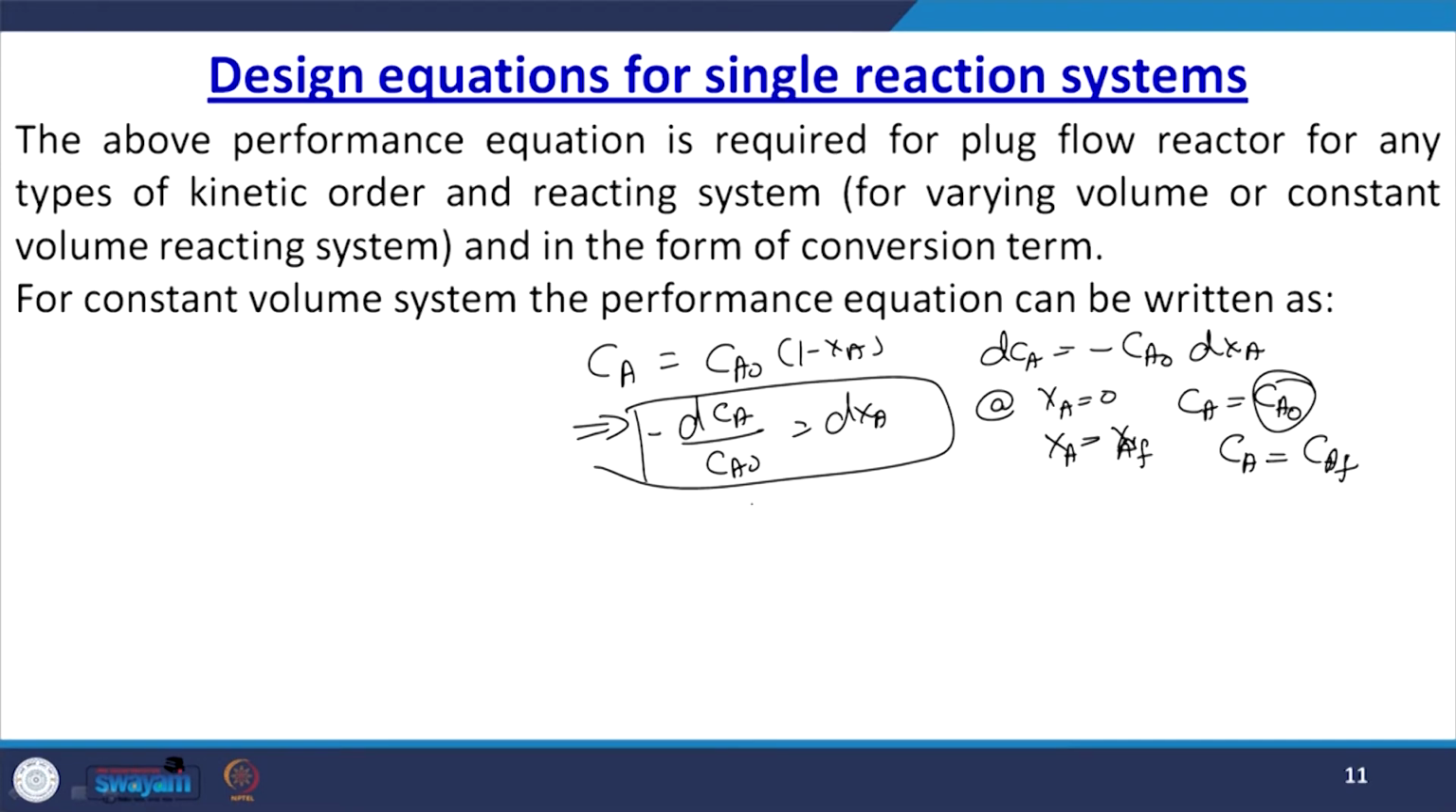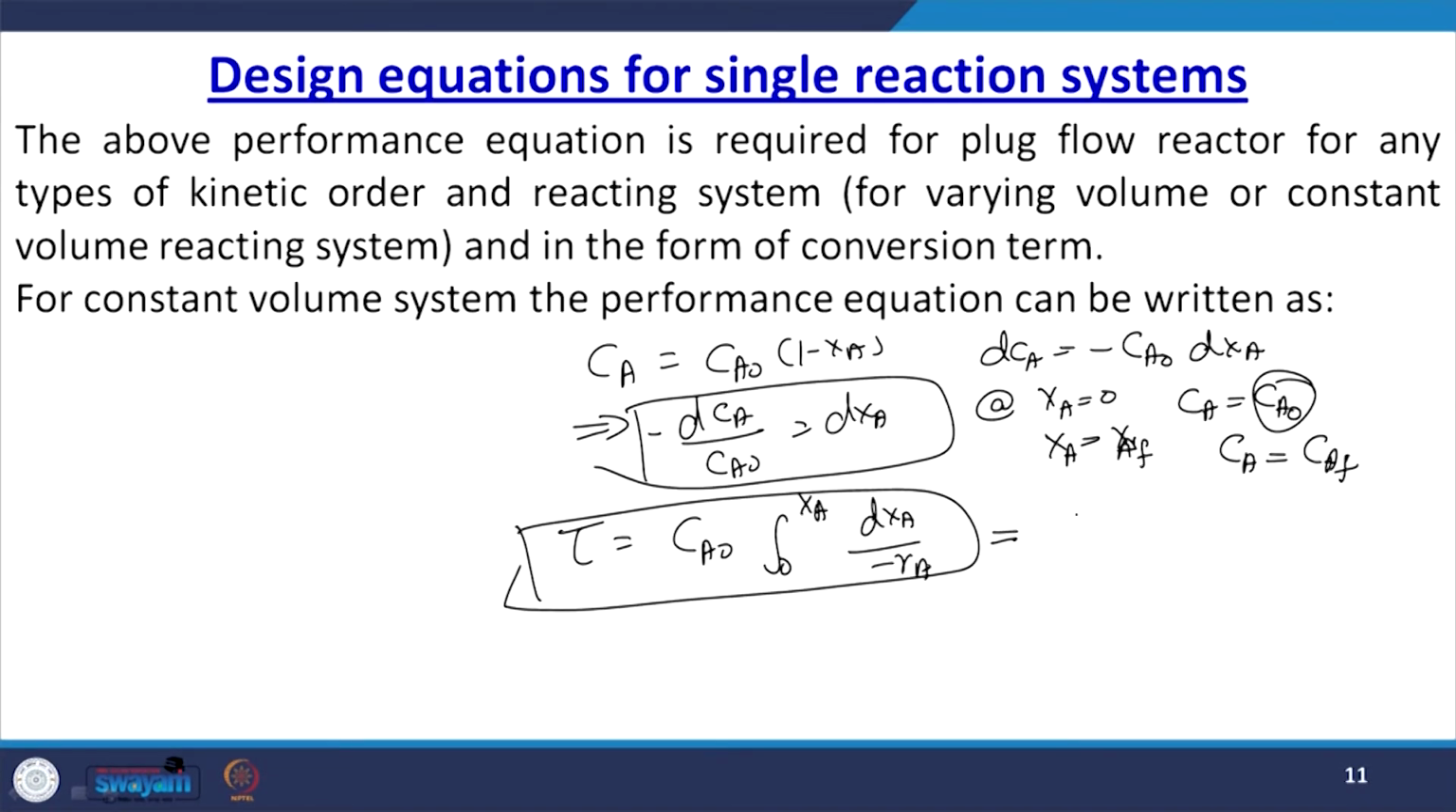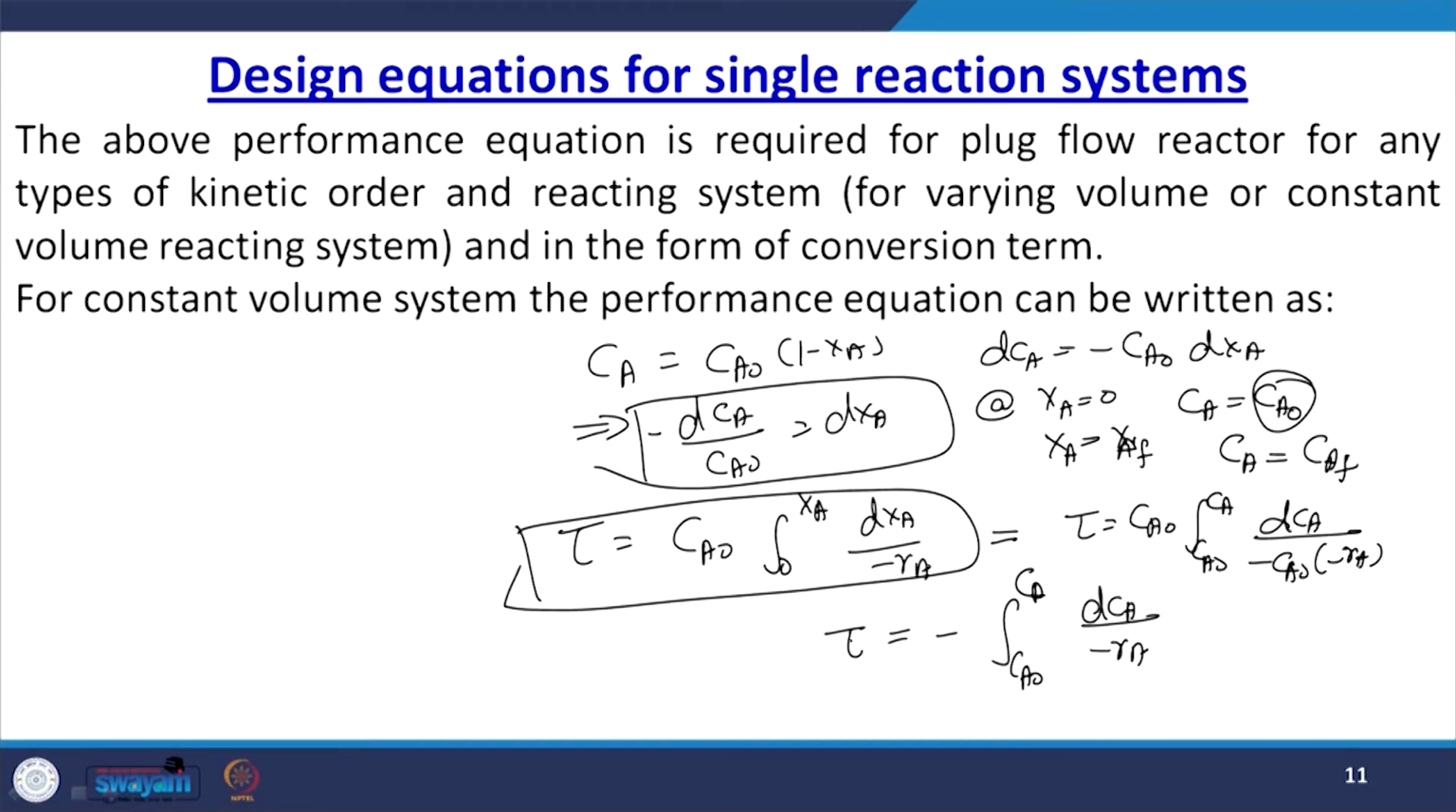So, on putting this into the performance equation, we have tau is equal to CA naught integral from 0 to XA of dXA over minus RA, or CA naught integral from CA naught to CAf, the final one, of dCA over minus RA. So, the performance equation in terms of concentration for a constant volume or density system can be written like this, from the initial concentration to the final one. It is a very useful equation for predicting the final concentration in a plug flow polymerization reaction.